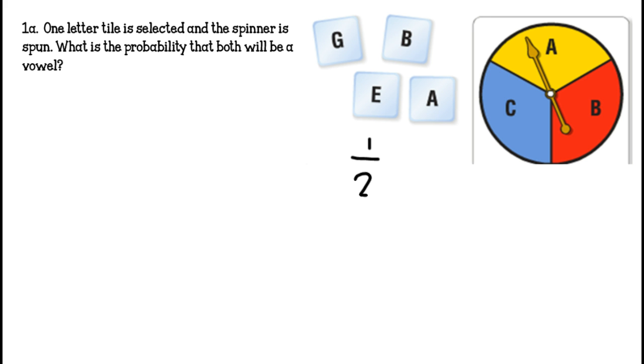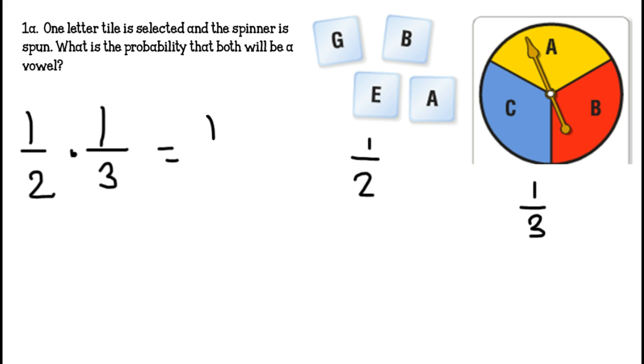And then I look at my spinner and I see how many vowels I have, and I have 1 out of 3, so it's 1/3 of them are vowels. So I take 1/2 times 1/3, I multiply straight across, and I get 1/6. I circle it, and that's my answer.